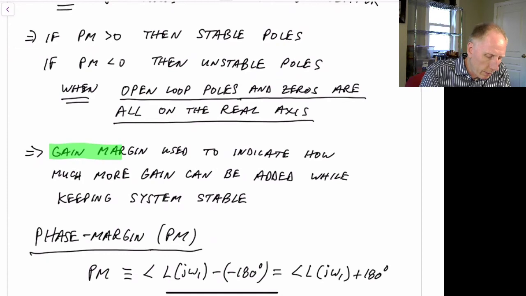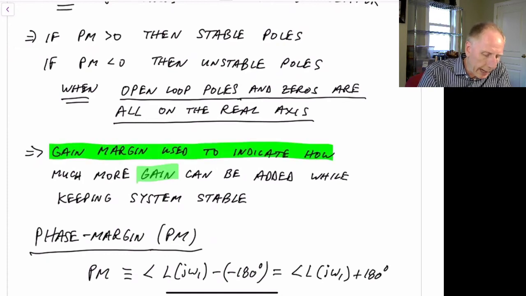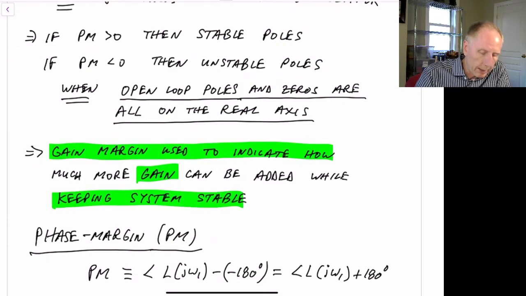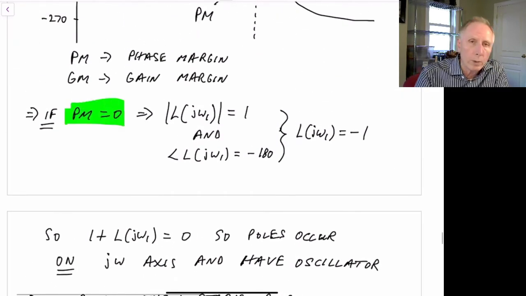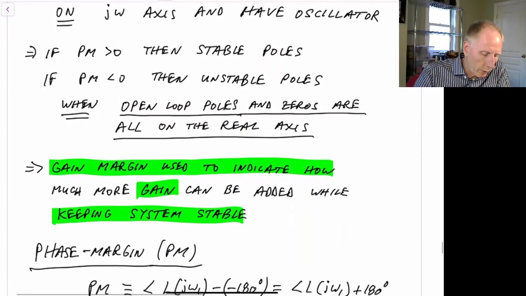Gain margin is used to indicate how much more gain we could add while keeping our system stable. Because if our gain margin goes to 0, in this case, if our phase margin was equal to 0, our gain margin would also equal 0. And so if we've increased our gain enough, we would also put our poles right on the j omega axis. So we generally are looking for phase margin, but our gain margin also tells us how much extra gain we can add before our system will start to go unstable.